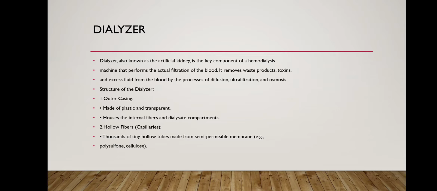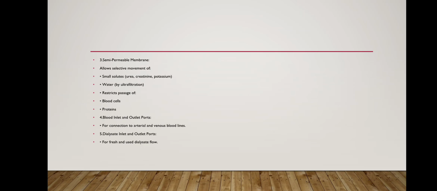Structure of the dialyzer: first one, the outer casing, which is made of plastic and transparent, and houses the internal fibers and dialysate compartment. Next part is the hollow fiber capillaries. These are thousands of tiny hollow tubes made of semi-permeable membrane, for example polysulfone or cellulose. These are the hollow fiber membranes.